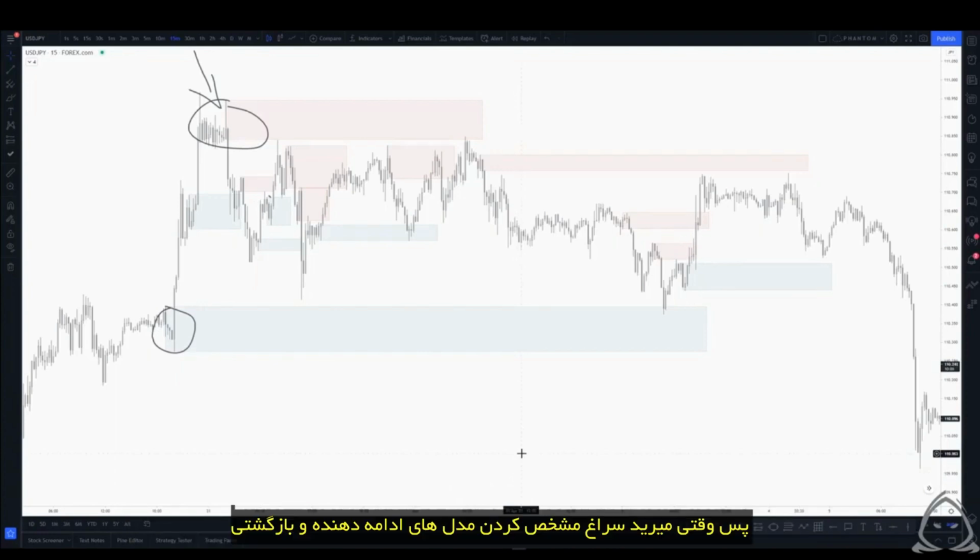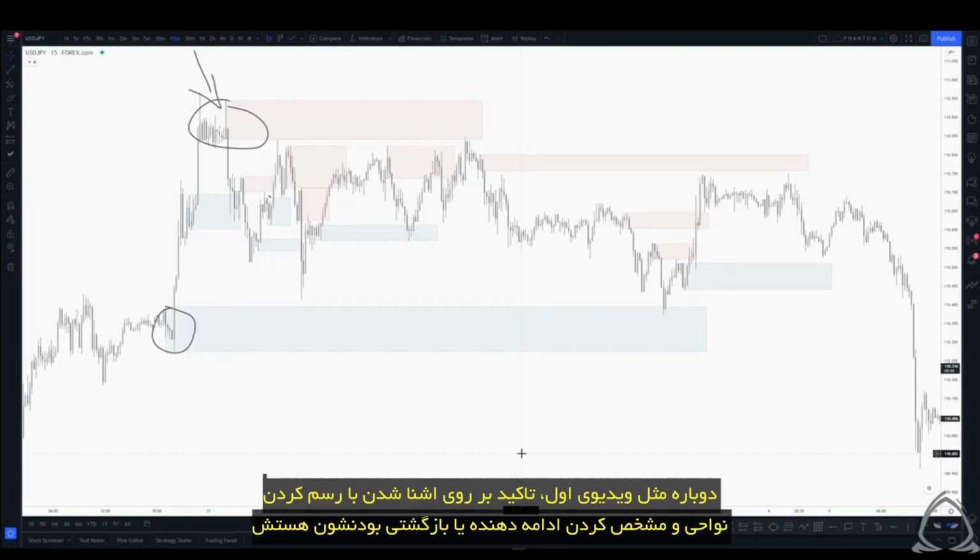So when you go through mapping out continuation and reversal models, just be mindful of each of the models and what ends up happening on the right side of the charts. Now, of course, don't fixate too much on the result of the zone. Again, like the first video, the emphasis is on just getting comfortable with mapping out the zones and then identifying whether they are continuation or reversal models.